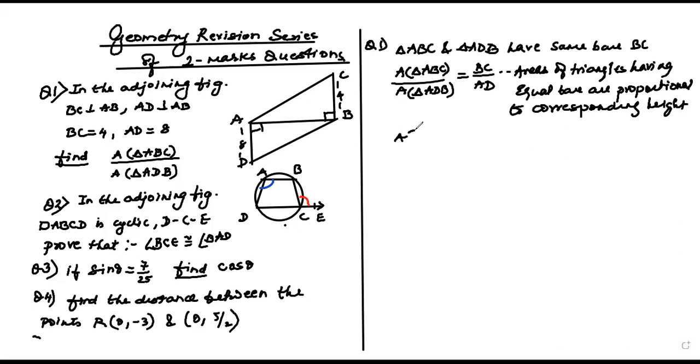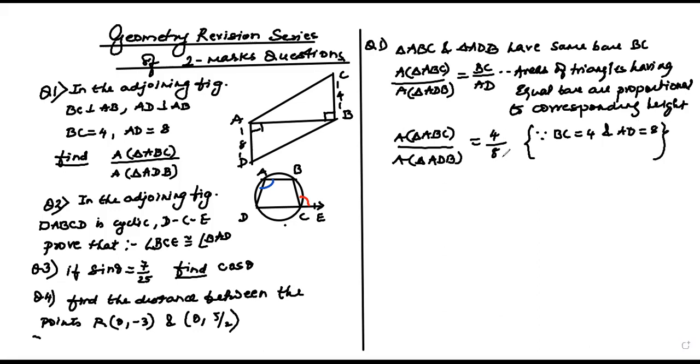Now, area of triangle ABC upon area of triangle ADB is equal to the ratio of the heights. Please have a look here. BC is given as 4 and AD is given as 8. Substituting these values, 4 one time, 4 two times. So what is the answer you get? Area of triangle ABC upon area of triangle ADB is 1 upon 2. This is the answer of question number 1.